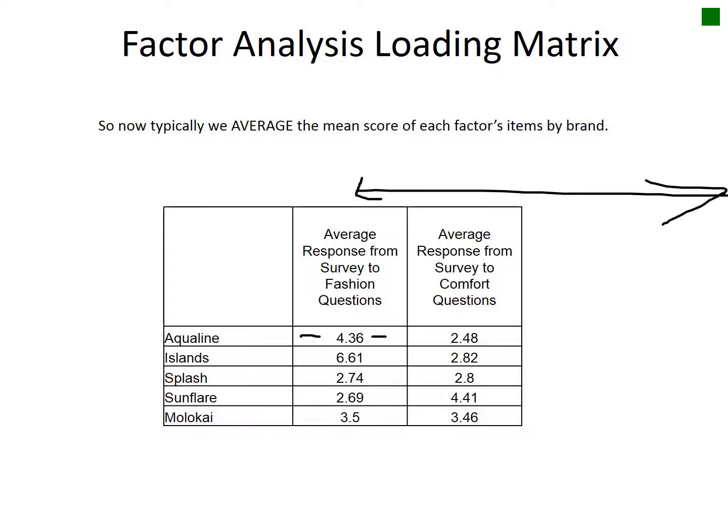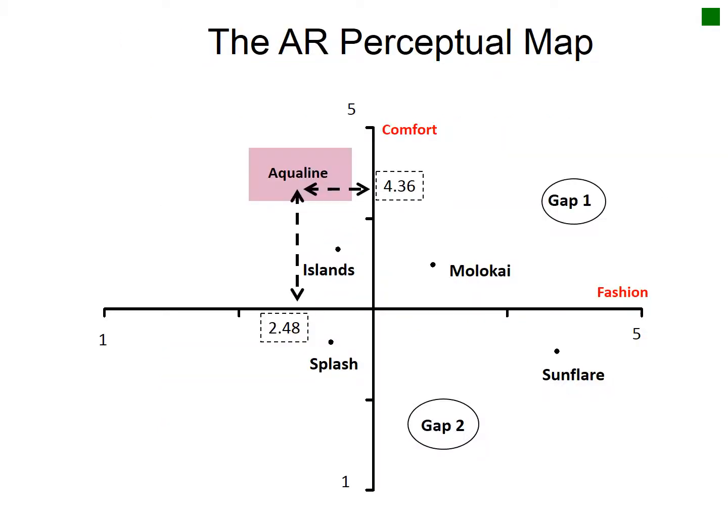So with this, we can take these specific numbers here and we can add them in. This should not be 6.61. This is probably 2.61 or 3.61. So let's look at the perceptual map and see what that was. But these would all be within the range of 1 to 5. And we can map these onto our perceptual map now. You'll notice that we have an axis called comfort and an axis called fashion. Okay, so those are our summarized factors.